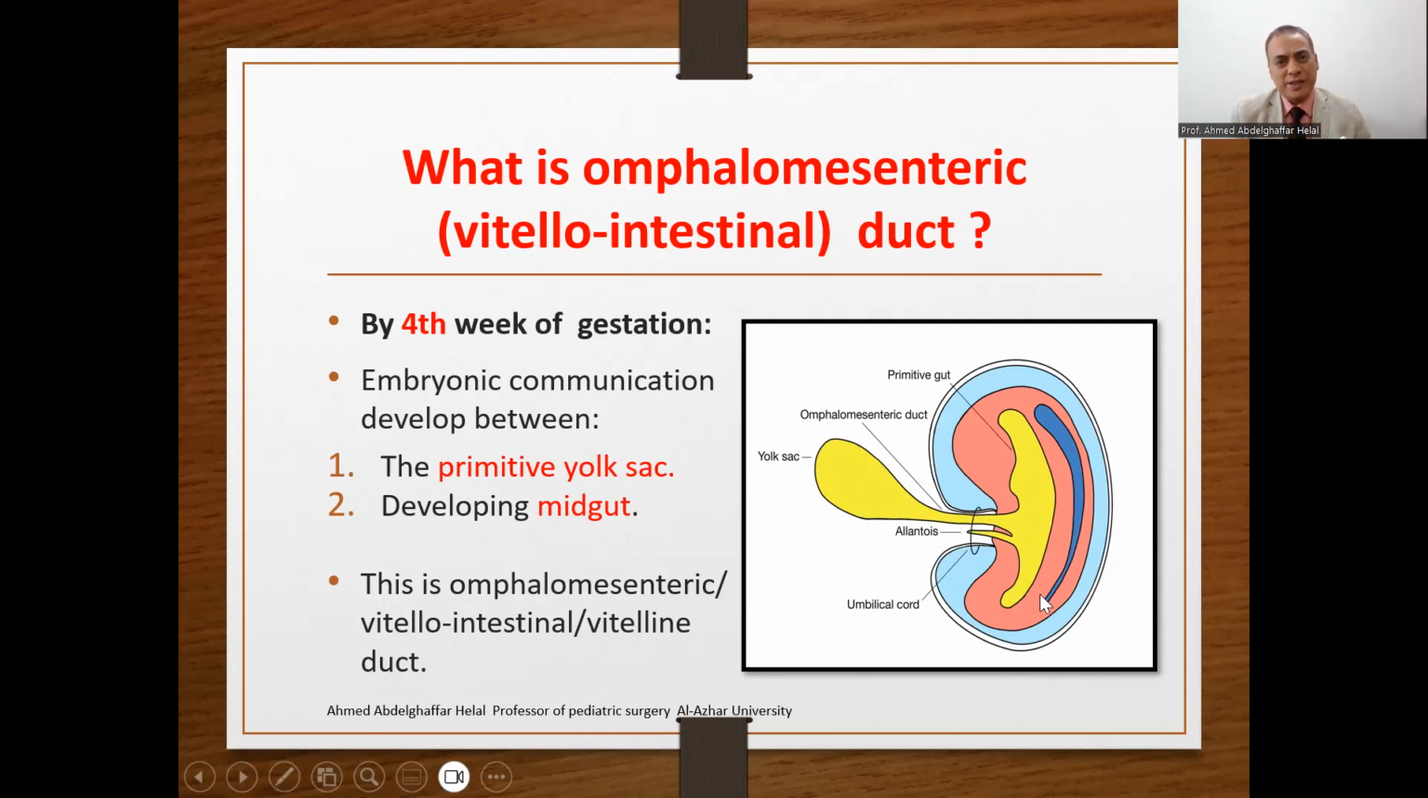So this duct functions to transmit pressure between the yolk sac and the developing midgut, allowing for the growth of the intestinal loops and development until the opening of the oropharyngeal membrane above and the cloacal membrane below. It is also important for the protection of the umbilical vessels during this stage. So by the fourth week of fetal life, this communication is present between the primitive yolk sac and the midgut loop. The other names are omphalomesenteric, vitellointestinal, and vitelline duct.